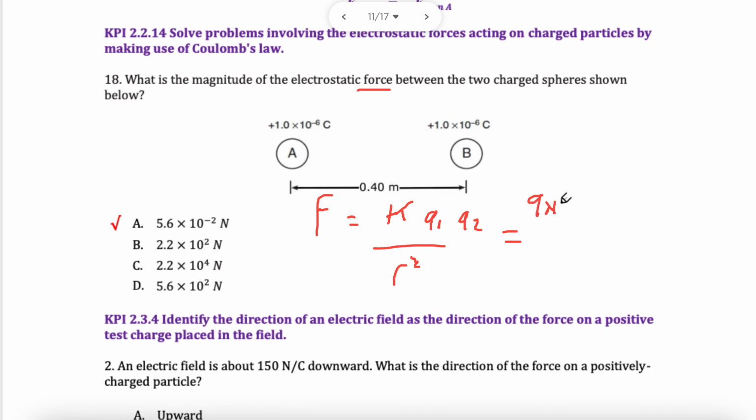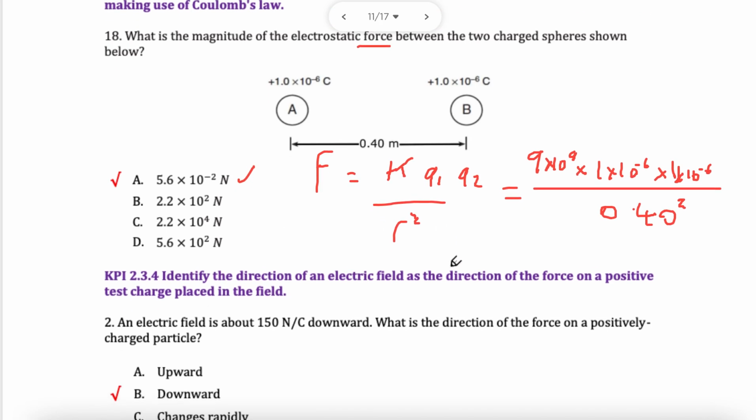9 times 10 to the 9, and I'm going to multiply that by the charge, 1 times 10 to the minus 6, 1 times 10 to the minus 6, again 1 times 10 to the minus 6. And I'm going to divide all of that by the distance, 0.40 squared, because it's squared here. Put that in a calculator. Hopefully you get a small number, 0.056, something like this you will get in your calculator.